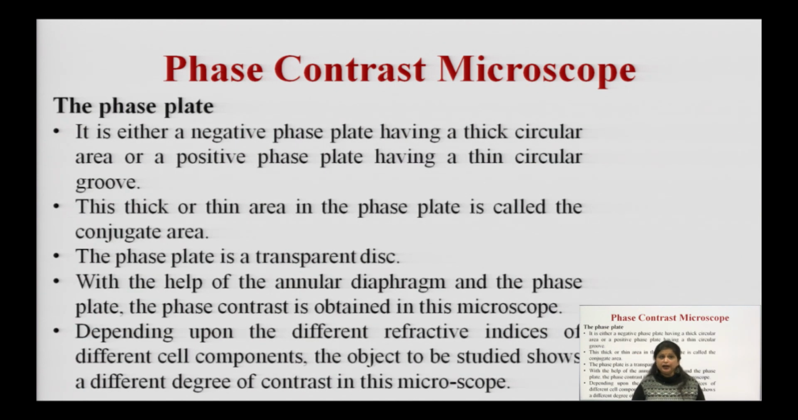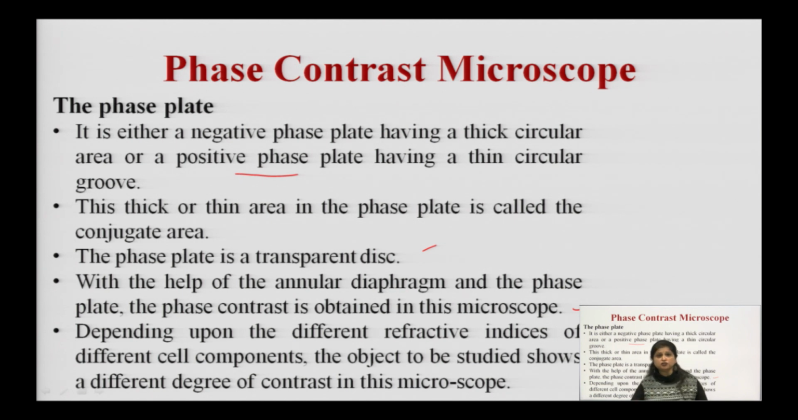After that, the phase plate. The phase plate may be either a negative phase plate or a positive phase plate. It has some thick areas and some thin areas to recognize the differences in refractive index. The plate was designed in such a way that you can differentiate between refractive indexes. The phase plate is a transparent disc. With the help of the annular diaphragm and the phase plate, phase contrast is obtained within the microscope.